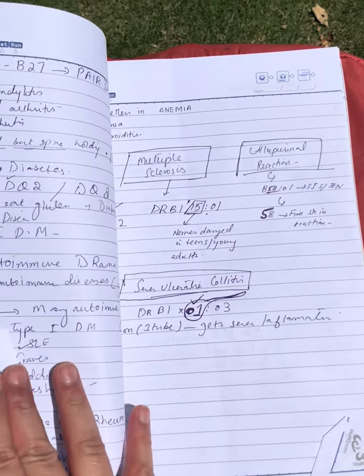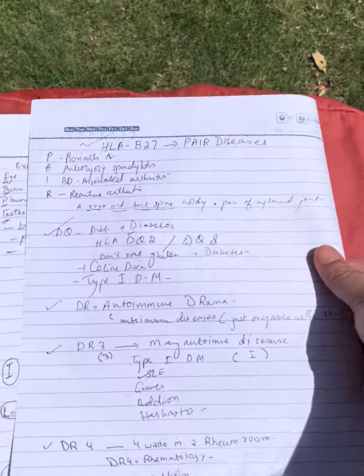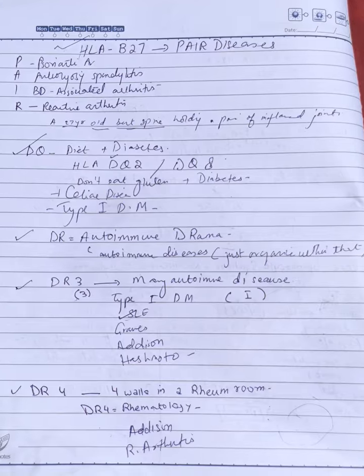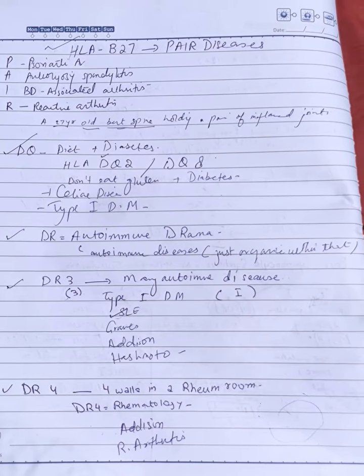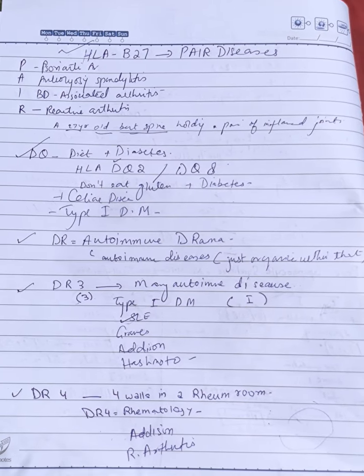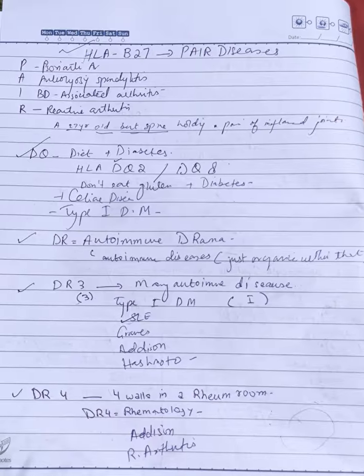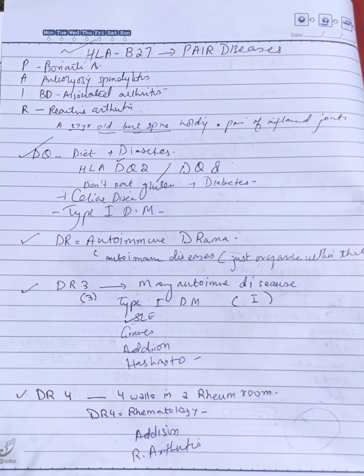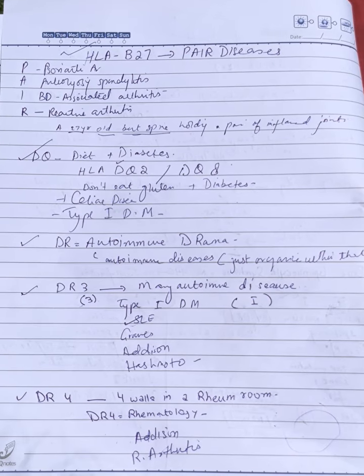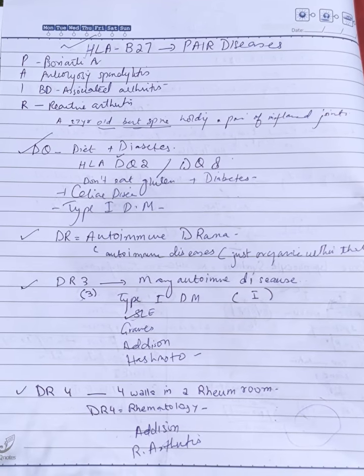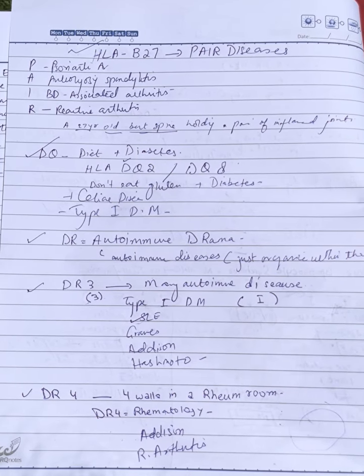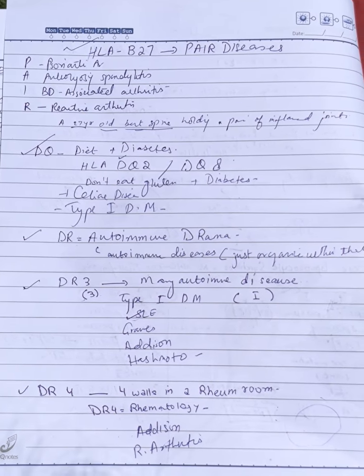Let's move on and talk about the different HLAs present in different diseases. HLA-B27 is present in diseases that can be remembered by the mnemonic PAIR. P is for psoriatic arthritis, A is for ankylosing spondylitis, I is for IBD-associated arthritis, and R is for reactive arthritis. You can remember this by the mnemonic PAIR.